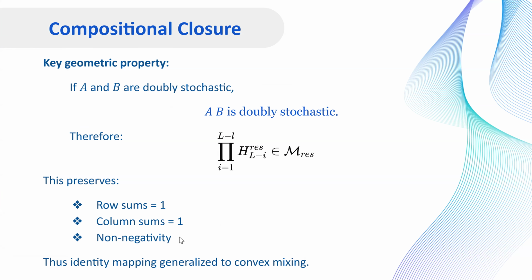How do they ensure it stays on the Birkhoff polytope? They are doing an iterative process, Sinkhorn-Knopp. I will explain that, it's really simple. So they optimize and project. Actually, no, I will explain it. So that's identity mapping generalized to convex mixing.